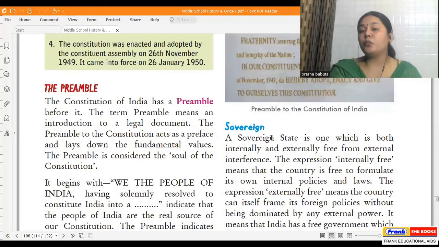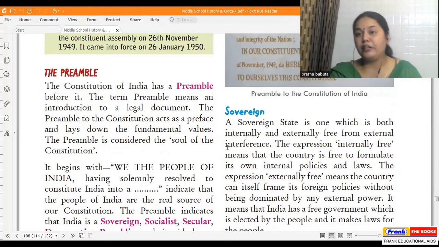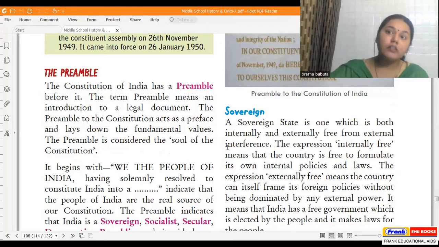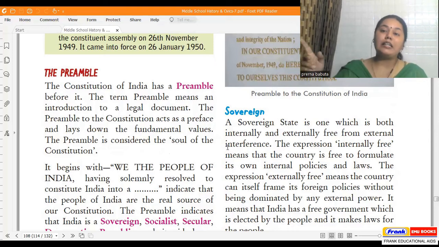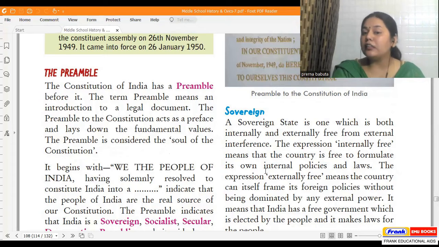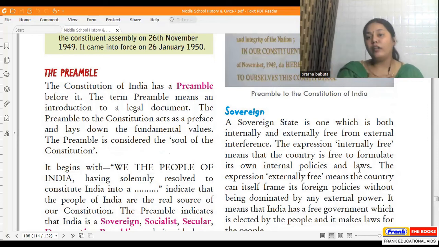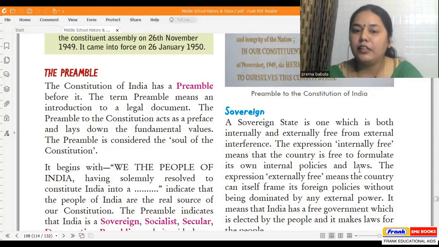So what is the meaning of the word sovereign? It means it is a state which is both internally and externally free from any external interference. So no other foreign country or nation can rule upon us. Internally free means that the country is free to formulate its internal policies and laws. So it cannot be influenced or bound. No other foreign nation can bind its laws on us. India as a sovereign state is free to make policies for its country.